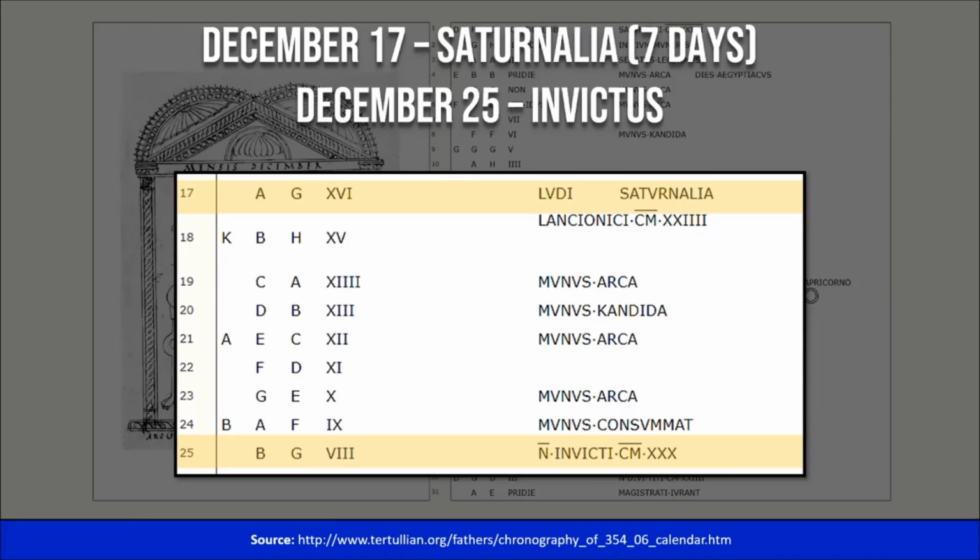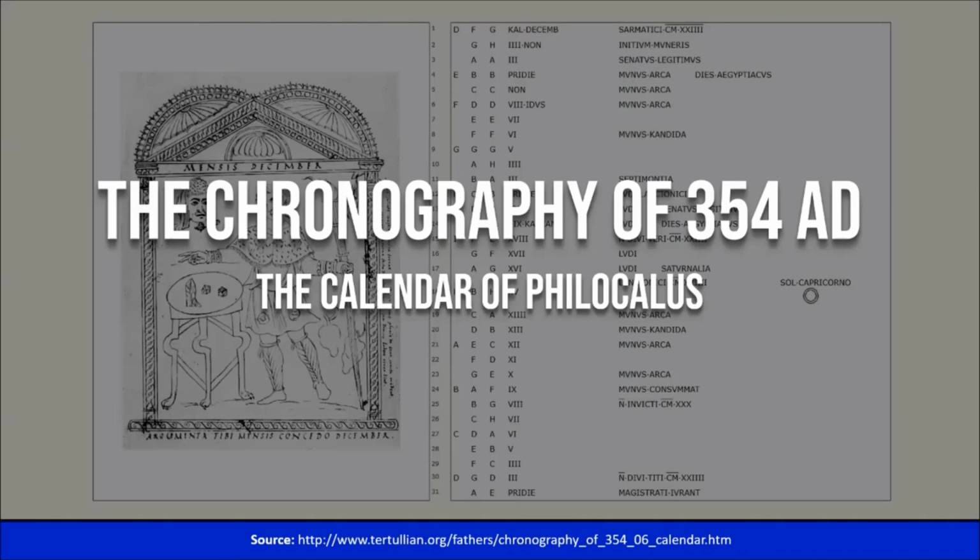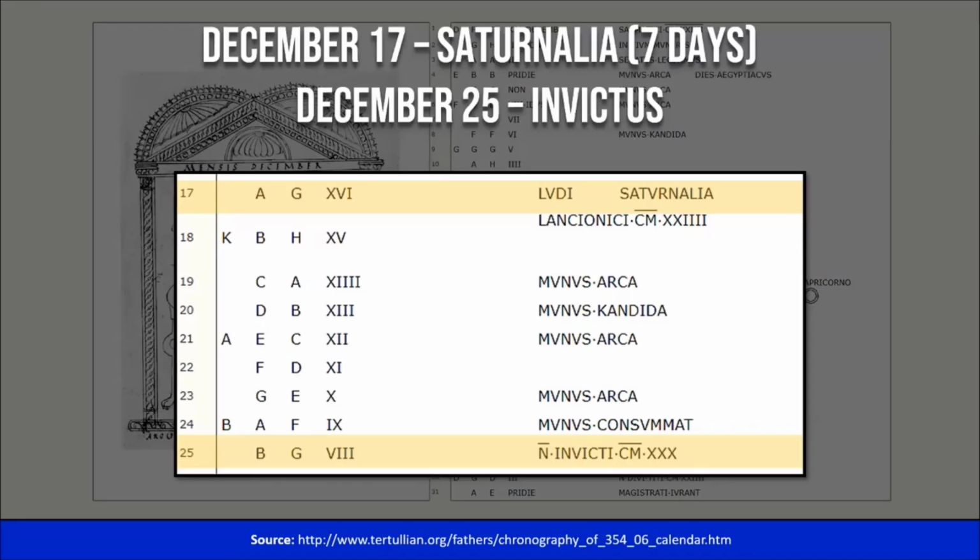This is interesting. Remember, when is this calendar from? 354 AD. Wasn't Christmas made an official holiday that had to be recognized by the church in 354? It was. But look at this. That year, if you look at the calendar, what do we have? Saturnalia was still going on the 17th, and Saturnalia went on for 7 days, right to the 24th. And then on the 25th, you see the word Invicti. Yeah, Invictus. December the 25th, Sol Invictus.